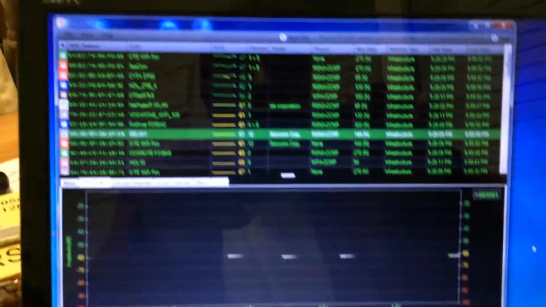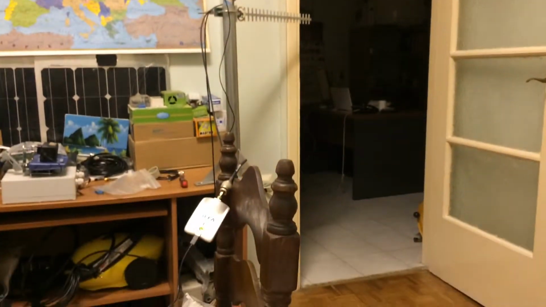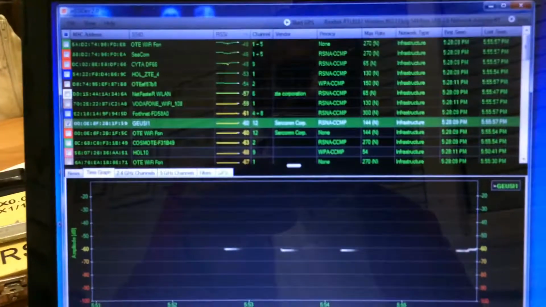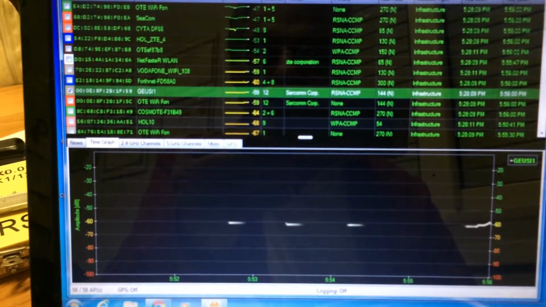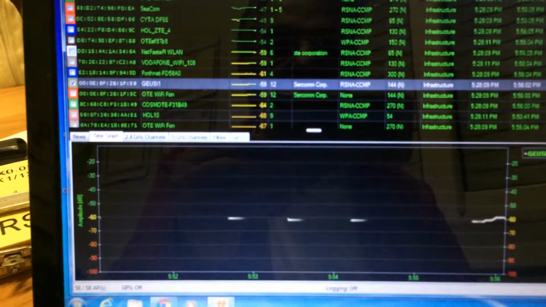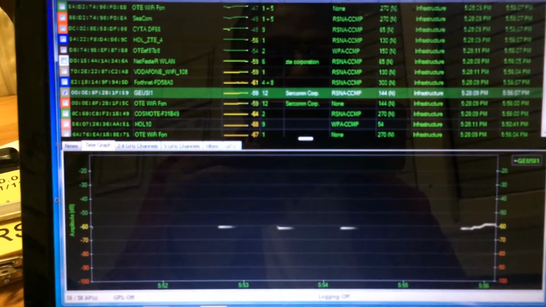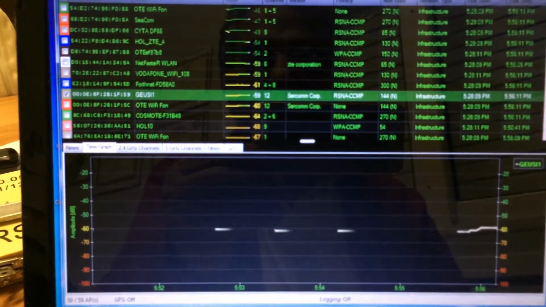Okay, I'm back, and now I have connected the lower YAGI to the alpha, and suddenly we are getting a signal of -59 dB, which is quite good, and you can see it on the line. It's coming in quite good.